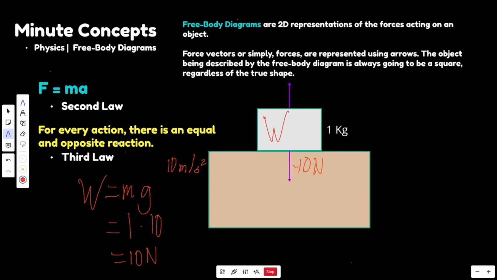And according to Newton's third law, for every action there's an equal and opposite reaction. The normal force on top, which is the returning force of a surface on an object, has to be equal and opposite, so we'll just have 10 newtons that is positive. Since these two sum up to 0, that means the object is in equilibrium and therefore at rest.